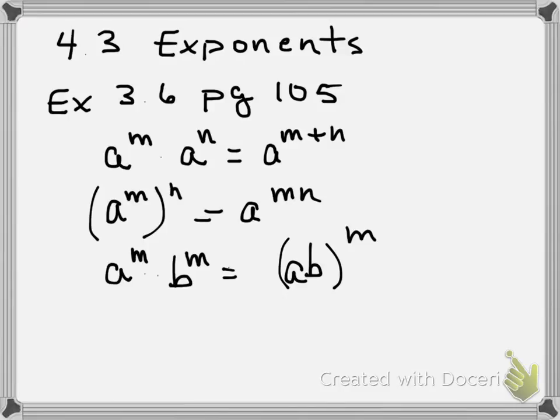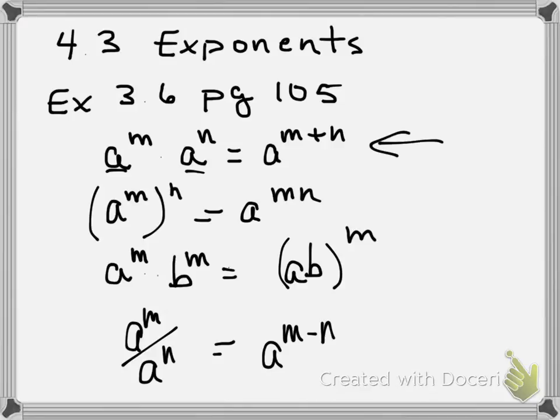Okay, or I can do division. So I have a to the m divided by a to the n. If our bases are the same, then I can just subtract. Okay, so if the bases are the same and the exponents are different, I can add. If the exponents are the same and the bases are different, I multiply and take it to the same power. Okay, so those are our rules.